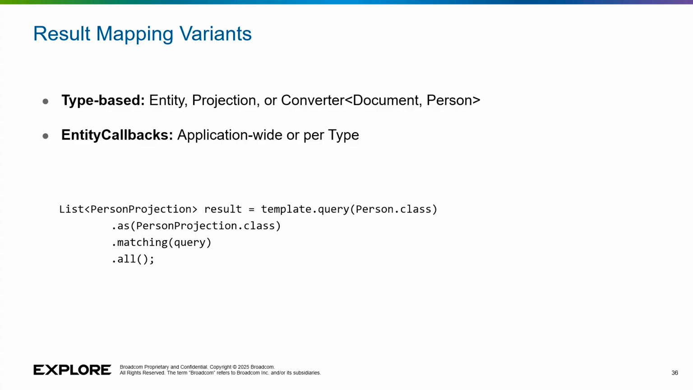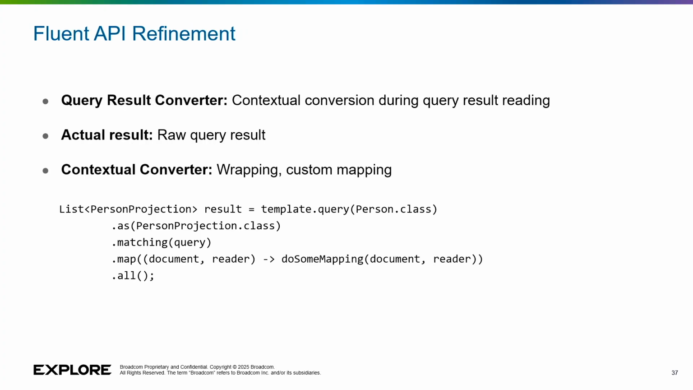So you can say now list of person projection or list of persons, or you can use a converter to get back the actual query type. The fluent API also gives more ways to access the result mapping, the result set, as you're setting up your fluent chain. For instance, in this case, you can say map, and then you get the actual native document, the MongoDB document and the reader, and then you can do whatever mapping you like. Those are the refinements that have been added, and you can also get the raw query result if you want.